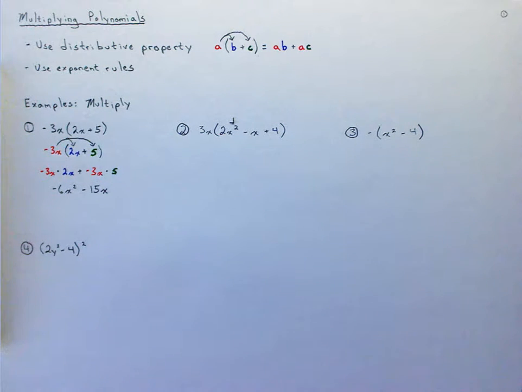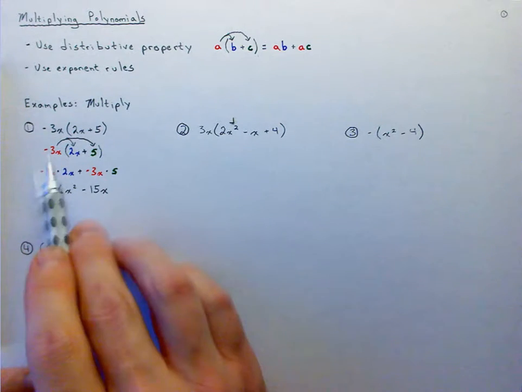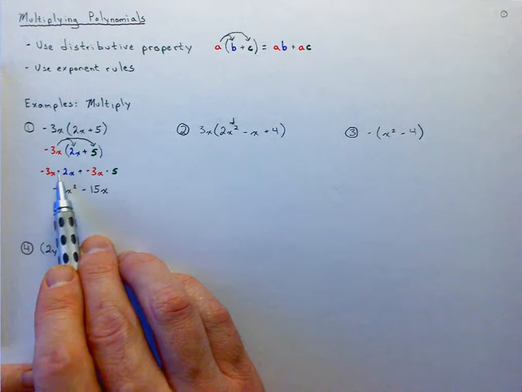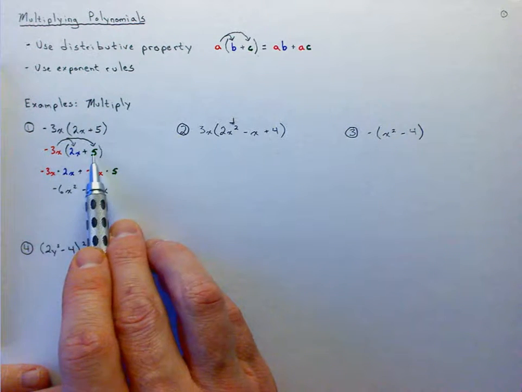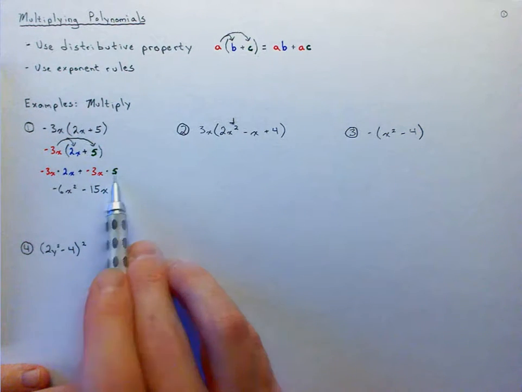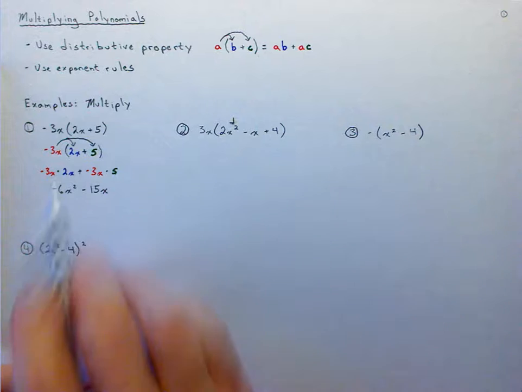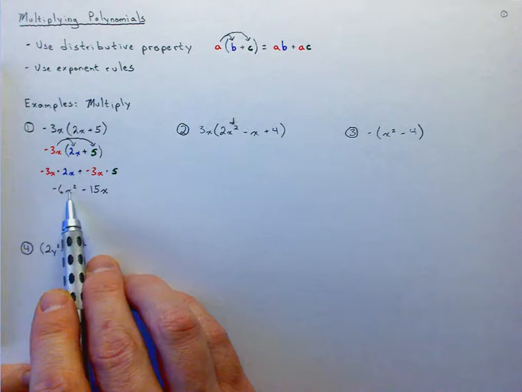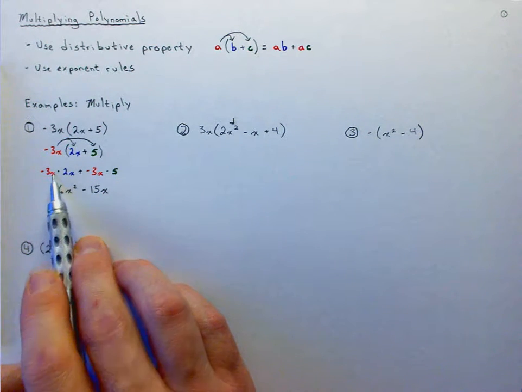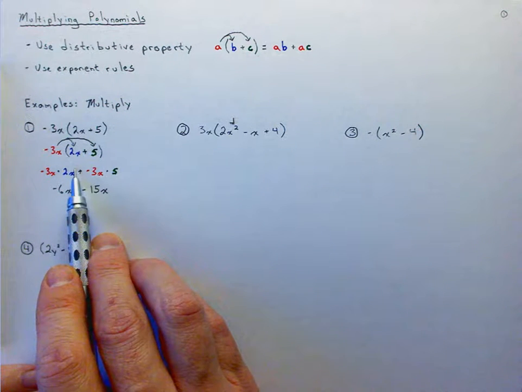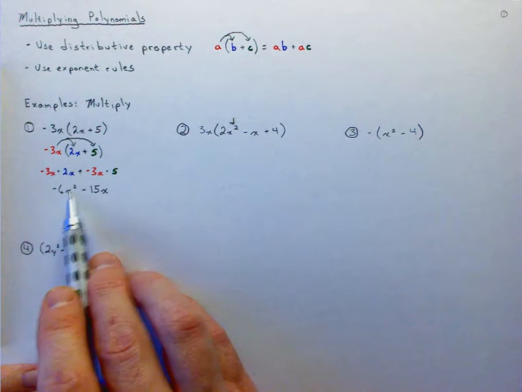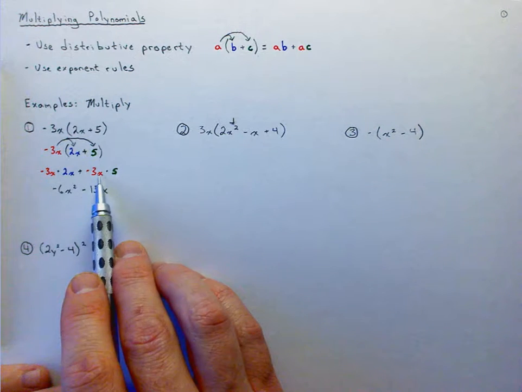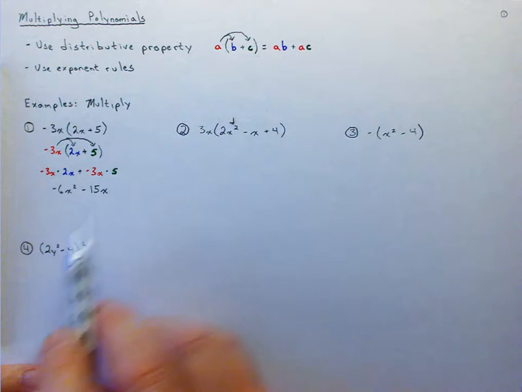Remember with math, what you do to one thing you always have to do to the other. So I can't just say a negative 3x times 2x and that's it. I have to do it to everything inside those parentheses. So a negative 3x times 2x, and a negative 3x times 5. This turns into a negative 6x squared. See, same bases, x to the 1, x to the 1. Product rule, I add the exponents, so I get x squared. And negative 3x times 5 is negative 15x.